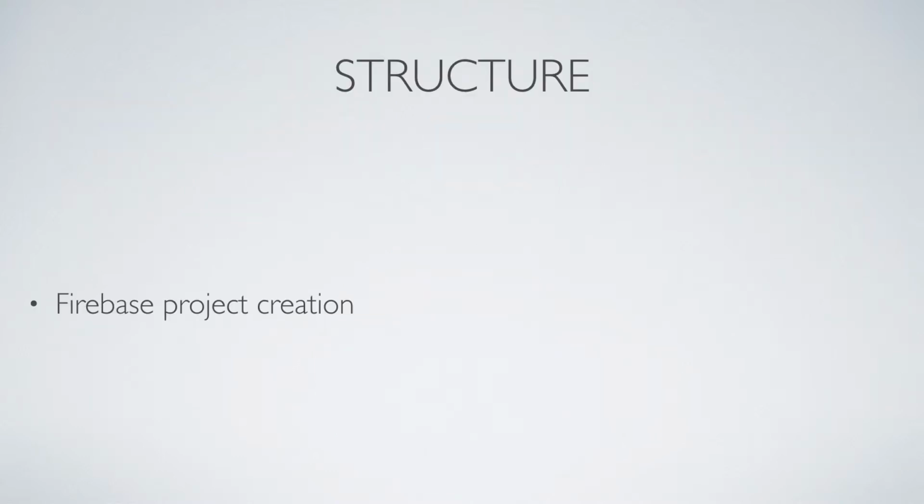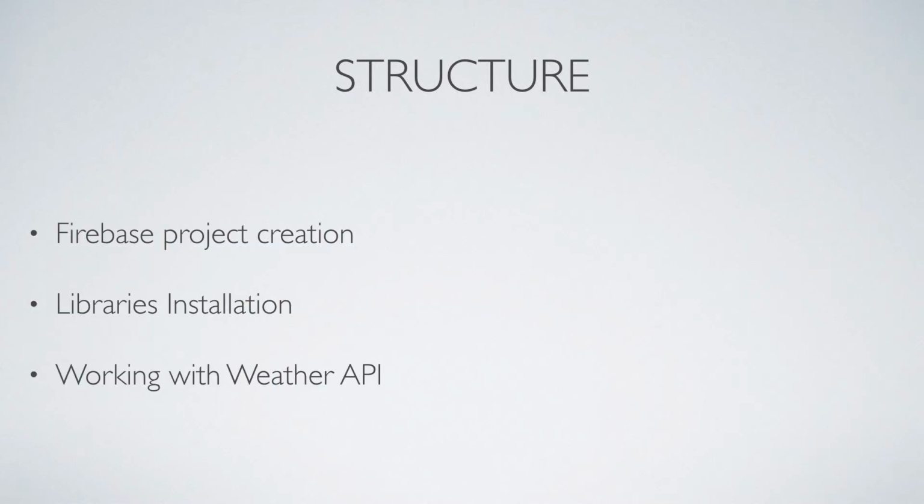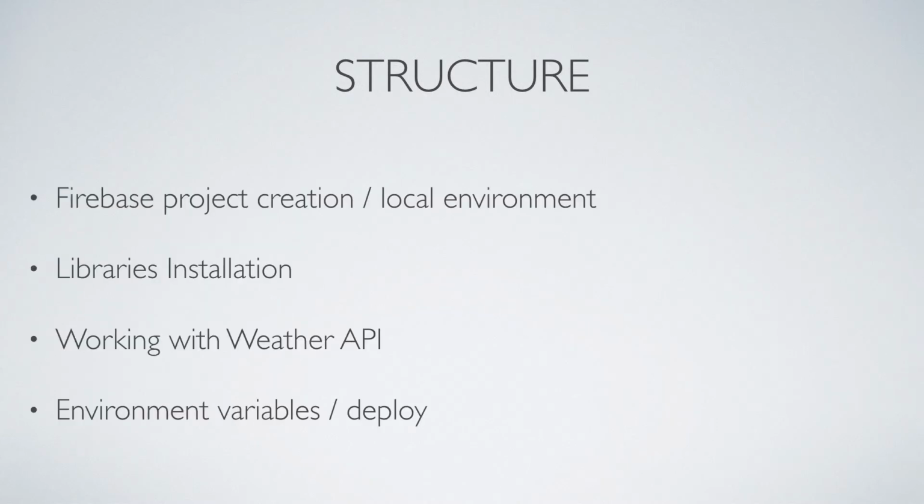We will start by creating a project on Firebase and a local environment. We'll install the required libraries and teach the Telegram bot how to send the current weather to the entered city. We'll learn what environment variables are in Firebase Cloud Functions and how to deploy the Firebase Cloud Function.